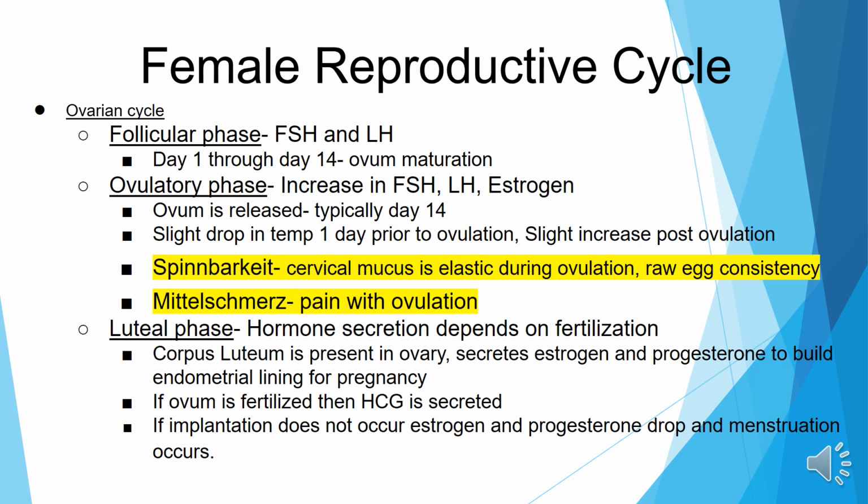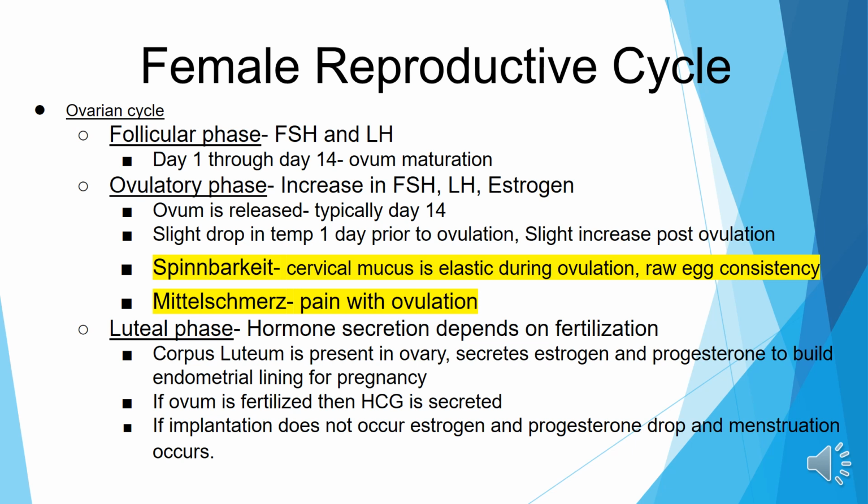So that's not uncommon, and some people will have severe mittelschmerz, and some people do not know that they're ovulating at all. They won't have that pain at all. So those are very important pieces to remember in terms of education for your patient to look out for signs of ovulation. After ovulation occurs, the luteal phase takes place, and that's the second half of the ovarian cycle, and hormone secretion depends on whether or not that ovum was fertilized.